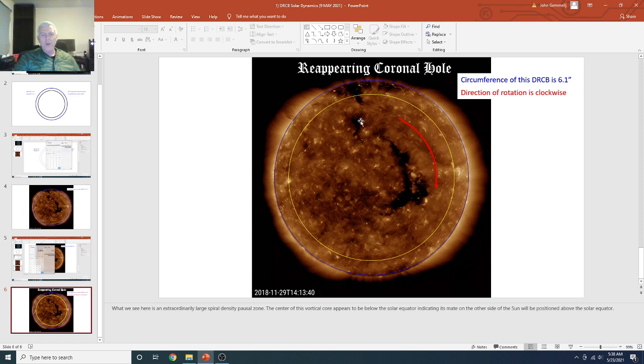Then we're looking at this spiral density fracture, a very large one, as I'm referring to it to begin with, right? It's the reappearing coronal hole. And you'll notice that it comes around and hooks out like this, out toward the right, and then swoops down at the bottom toward the left. And I'm thinking, okay, well, if it's a spiral density positive zone, that means that it's being dragged like a rope. So if it's going in this direction, being dragged like a rope.